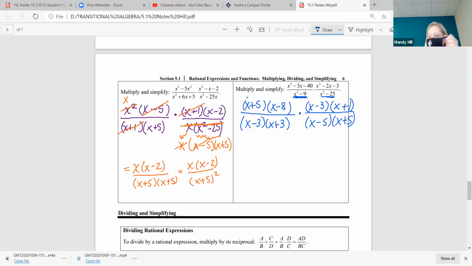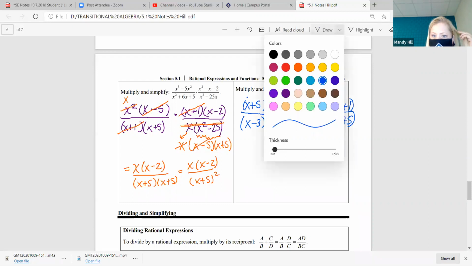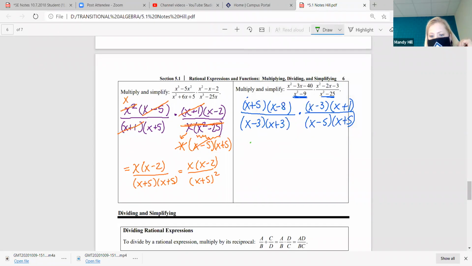Anything that is the same on the top and the bottom gets to cancel out. So I see an X plus 5 up here and I see an X plus 5 down here. I don't see anything to go with my X minus 8. I see an X minus 3 up here and one down here. I do not see anything to go with my X plus 1 on the bottom. So that's it, right? We're left with X minus 8 times X plus 1, X plus 3 times X minus 5. We're left with those things. We couldn't get them to cancel out.